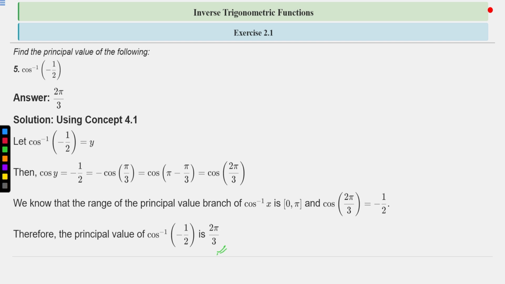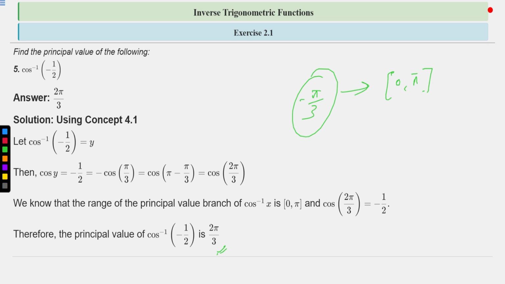Okay. See, the principal value branch of cos inverse is basically 0 to pi, right? So you need to find the theta at which cos theta is equal to minus 1 by 2, and the theta should lie between 0 to pi. If you try to take minus pi by 3, minus pi by 3 is not lying between 0 to pi, isn't it? Clear? So we just need to find that value which is between 0 to pi, and cos of that angle should be equal to minus 1 by 2. Clear?